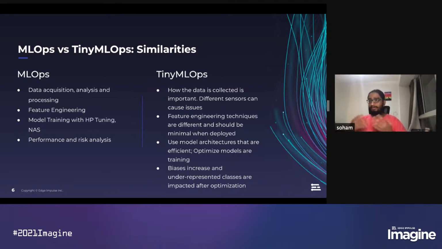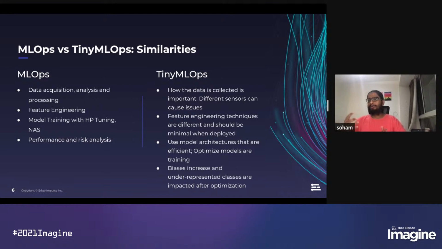In both cases, we also train our models with hyperparameter tuning or some form of neural architecture search. But when we do it for TinyML, we need to be mindful of the fact that our end device will not have a lot of computational power or memory, and so when we do hyperparameter tuning or NAS, we need to keep that in mind. We also need to use model architectures that are more suited for deploying to resource constrained devices, like EfficientNet or MobileNet.